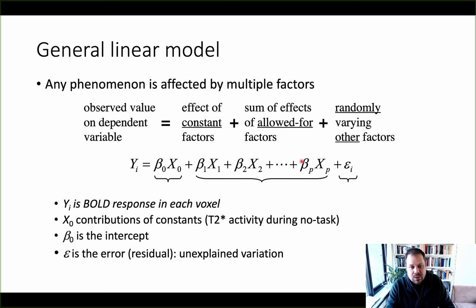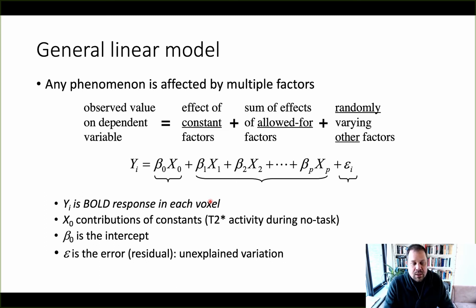But typically we also have a number of nuisance regressors in a model like this. And in our case, when it comes to analyzing fMRI data, such nuisance regressors might be the motion parameters that we add to this model. Then we have other randomly varying factors that we're not including and that go into the noise term or the error term, the residual term, basically. This is all the unexplained variation. And a model then is estimated using a least squares approach.